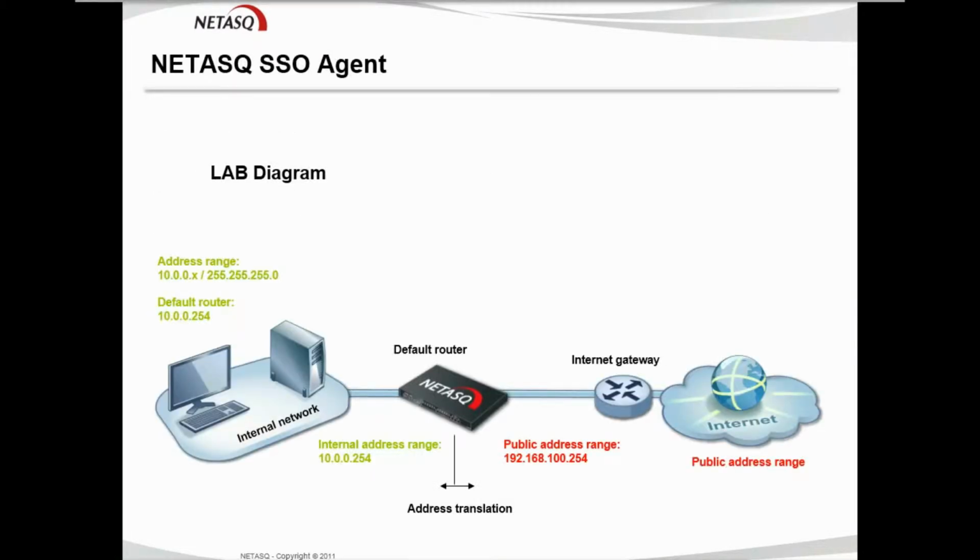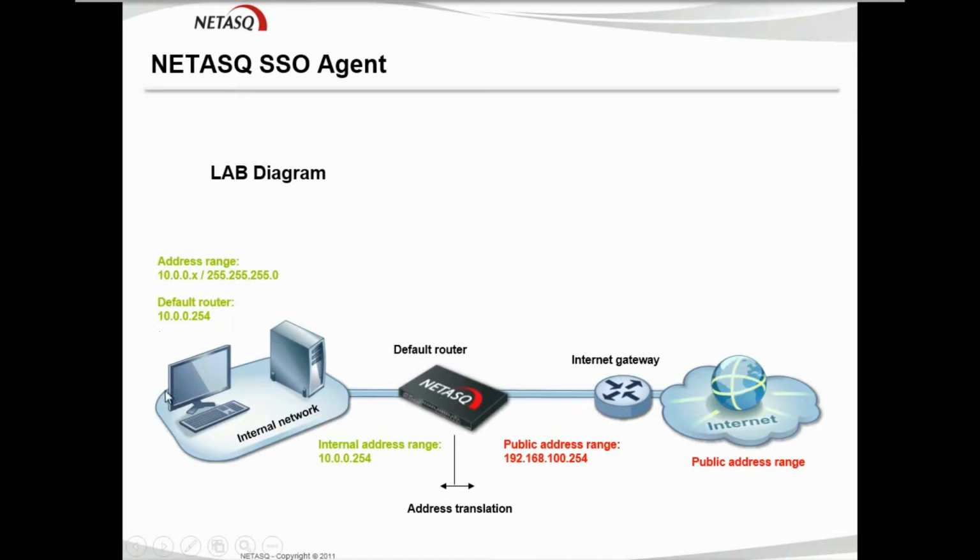The lab diagram we are going to use is a very simple diagram. We have a local network with a domain controller and PCs inside. We have the Netasq firewall, which is the default gateway for this network, and we have the Netasq firewall connected to a network that has access to the internet. Netasq is doing NATing, the address translation.